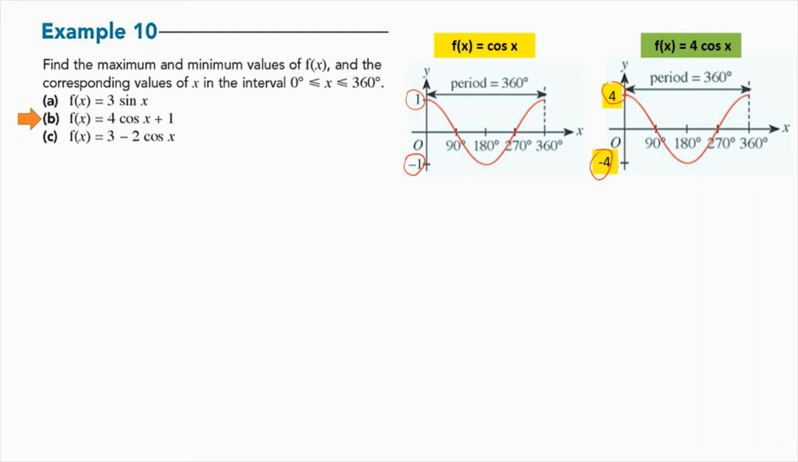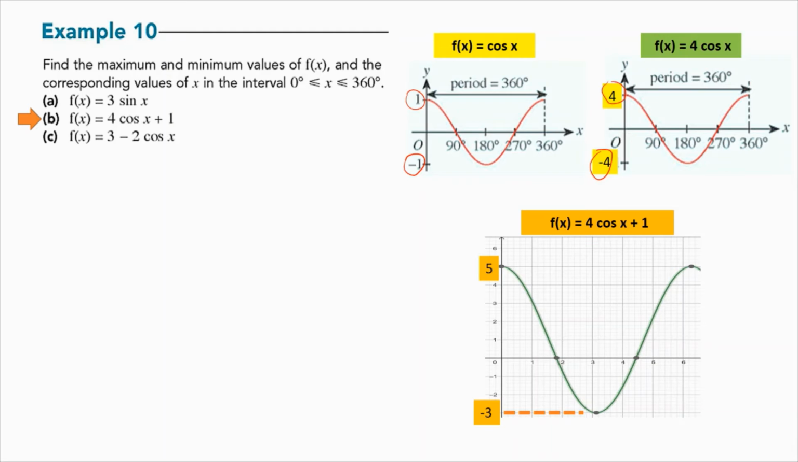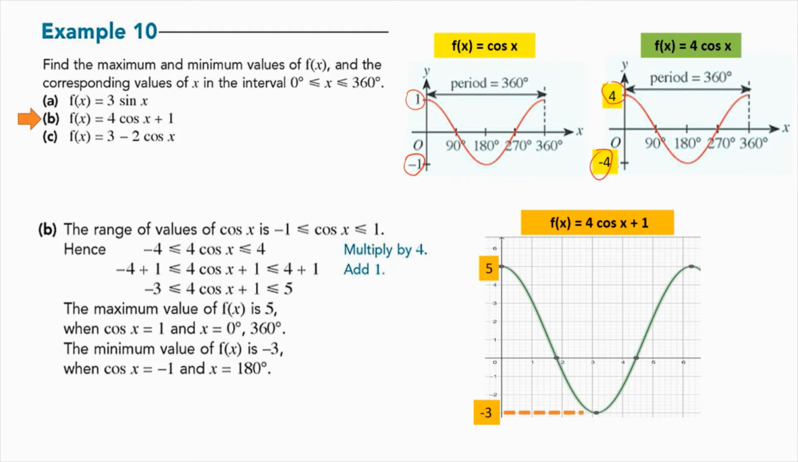The amplitude has changed, so the maximum and minimum values have changed when your graph becomes 4 cosine x. But bear in mind, the question says 4 cosine x plus 1. So what happens if you add 1? Before you add 1, the minimum will be negative 4, and after adding 1 it will be negative 3. You may refer to the graph. So the maximum value now is 5 and the minimum value of f(x) is negative 3.